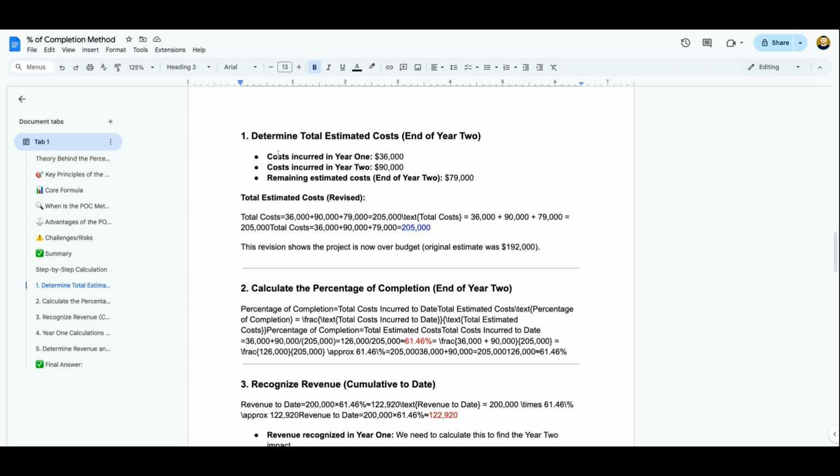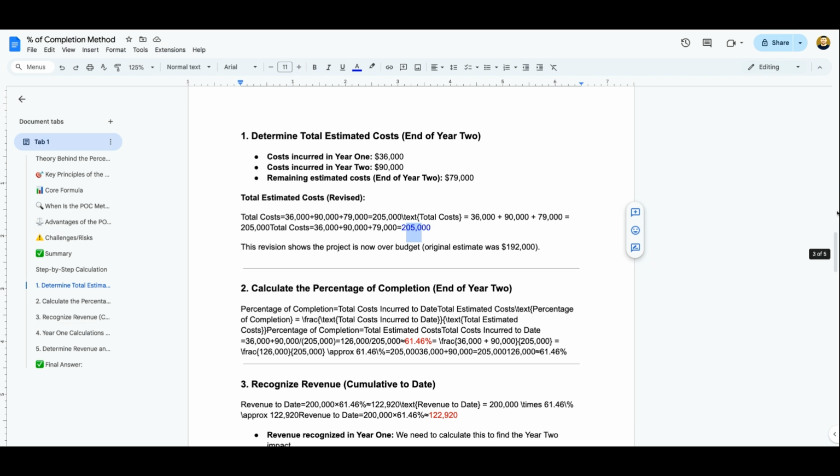Okay, so according to the question, cost incurred in year one was 36,000, in year two was 90,000, and the remaining at the end of year two was 79,000. So we're going to add these costs up, and that will give us 205,000. This is the total estimated cost: year one, year two, and the remaining at the end of year two, which the question tells you.